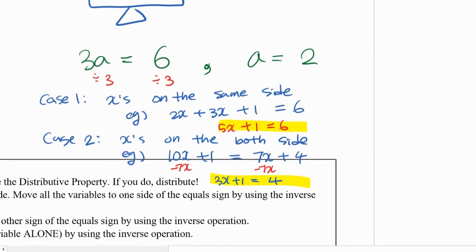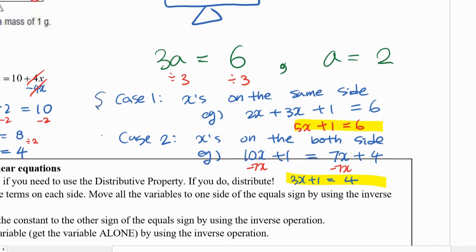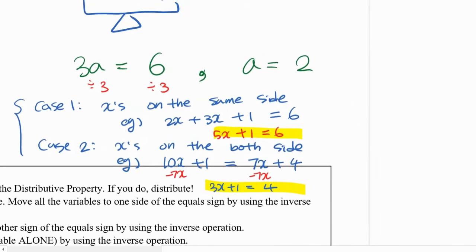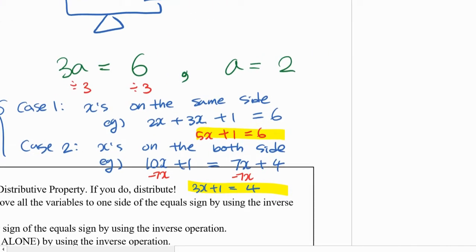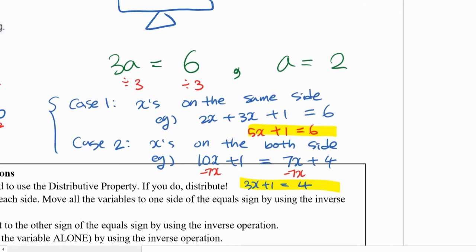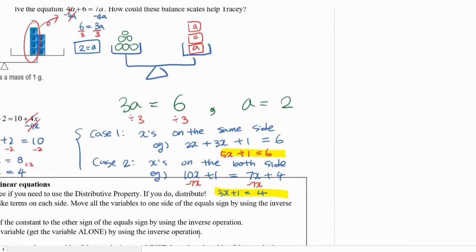So remember, those two cases are not the same. Many students get confused with this. Some students, when they have to add two variables, sometimes they subtract 3x from both sides. Or sometimes they add 10x and 7x when they are on different sides. So remember those two cases and don't get confused, okay?